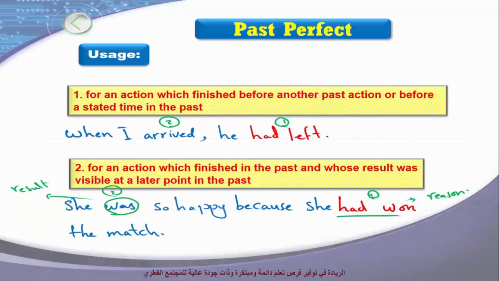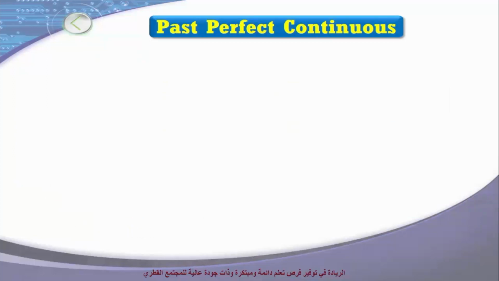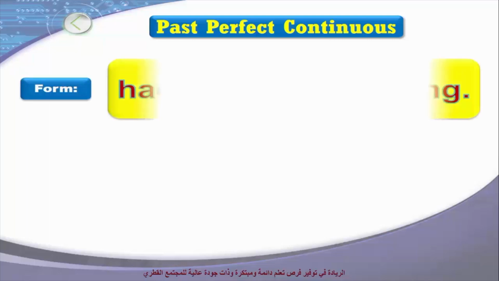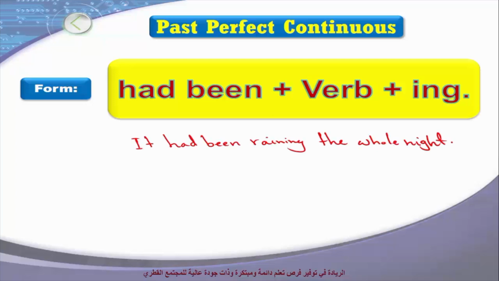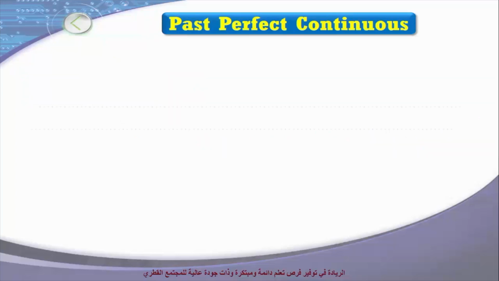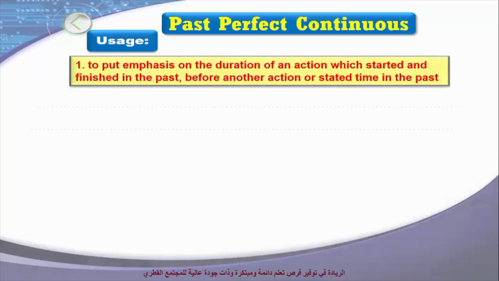Now let's go to the past perfect continuous. The past perfect continuous tense is simply made by using had been plus the verb plus ing. For example, it had been raining the whole night. Past perfect continuous is also used for two main uses. Number one, to put emphasis on the duration of an action which started and finished in the past before another action or stated time in the past.